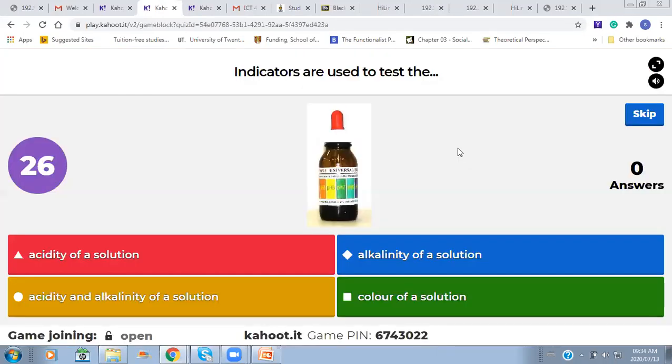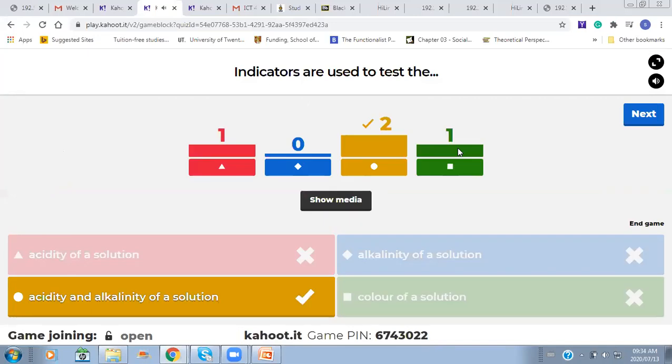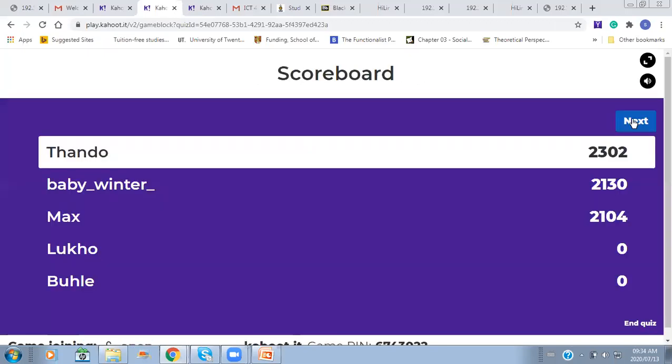Indicators are used to test... All right, so 2 people got this one right. Let's see those two. Okay, it's Tando and Winter. All right, let's go to the next. Guys, you are seeing the scoreboard.